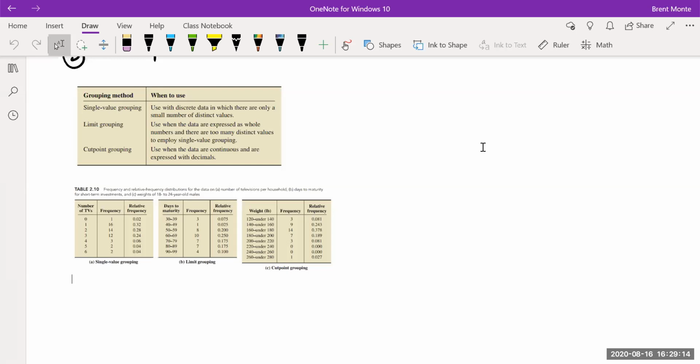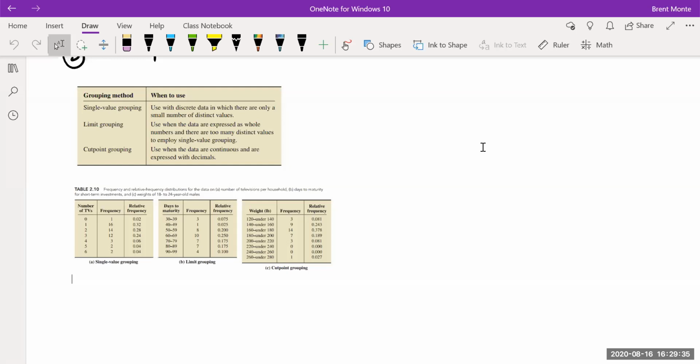And they give both the frequency and the relative frequency. If they just gave the days to maturity and frequency, it's a frequency distribution. The way it's written, it's a relative frequency distribution. You don't have to have the middle frequency column if it's just a relative frequency distribution. So sometimes you'll just see, in this case, maybe days to maturity and relative frequency, and that'd be a relative frequency distribution.